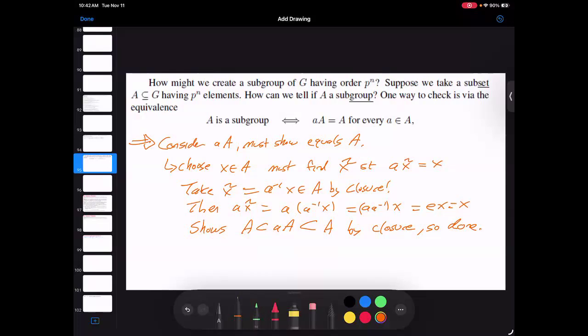Yes. Does this rely on G having p to the n elements, or could we generalize? Nowhere, good question, nowhere in this proof did we use that it had p to the n elements. In the proof of the Sylow theorem, we needed to create a subgroup of G having order p to the n, and so the book used this result. But this result is actually true in general, and nowhere in this proof are we using that we have size p to the n.